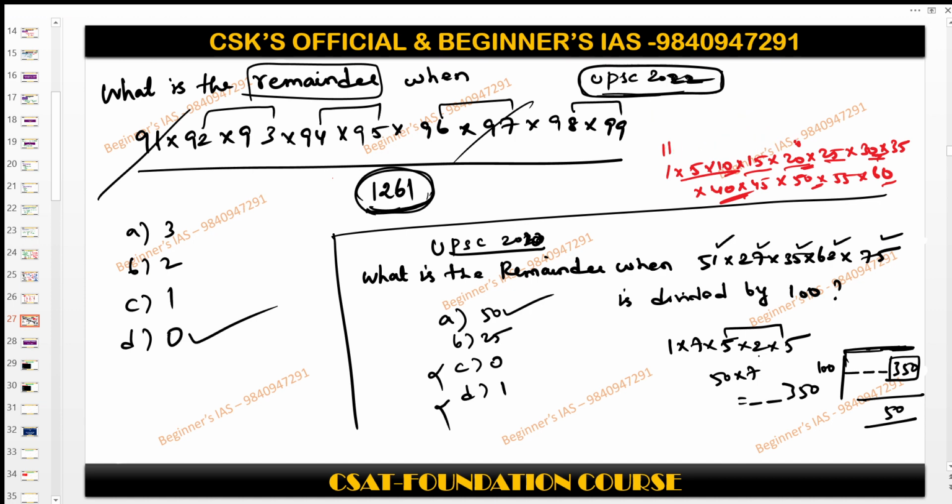Express the given expression as a product of powers of 2 and 5. After expressing that, just take the powers, the power of 2 and the power of 5. Then the number of zeros is equal to the least among the powers. Understood? So that is the case with respect to the number of zeros.